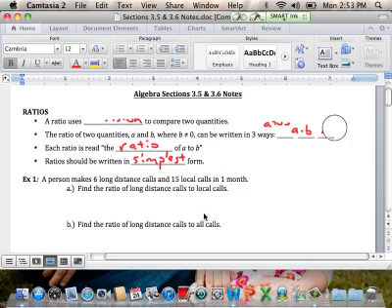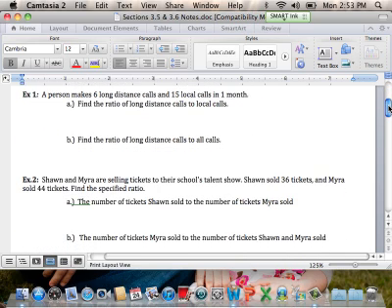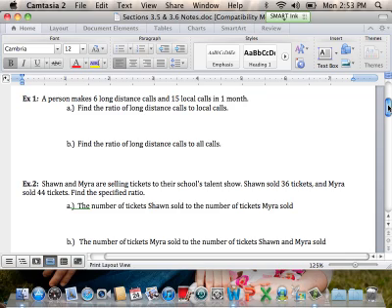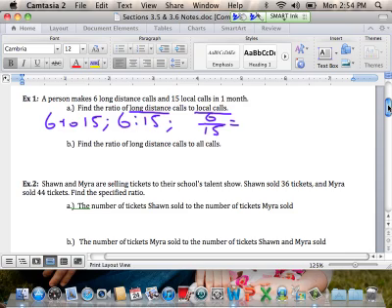So just some quick examples of ratios and how we might use these things. The first example says a person makes 6 long-distance calls and 15 local calls in 1 month. Find the ratio of long-distance calls to local calls. Because of the way that's written, I know I have to do long distance on top, local on bottom. I could write this three different ways, but the way that I'm going to write it is 6 to 15. Now you'll notice this can be reduced.